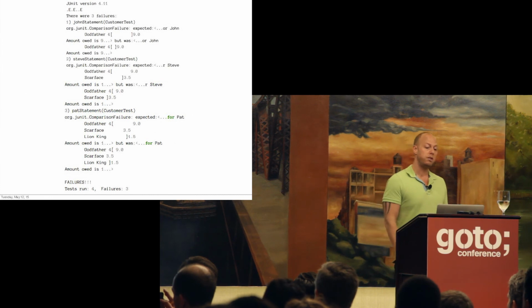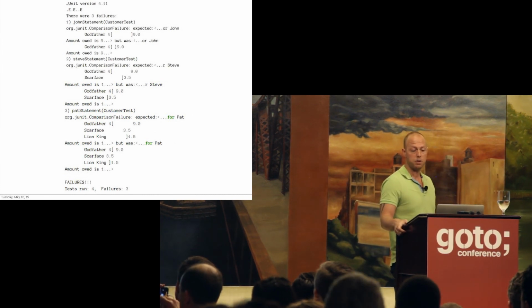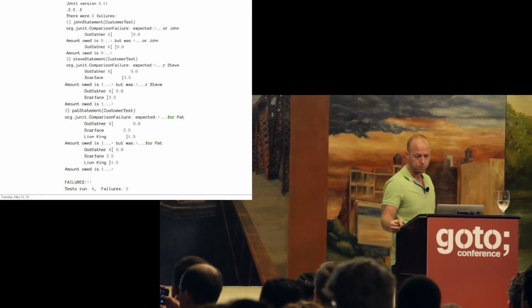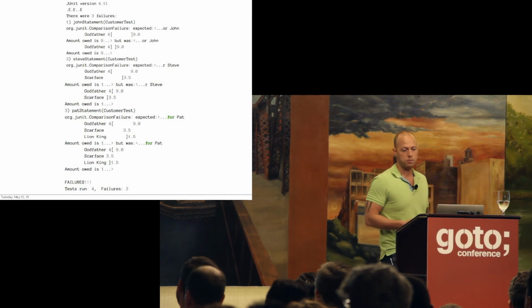Instead of one loop with one failure, we have 3 failures, and we have 1 passing test, which also gives us some information on where things have gone wrong. So we know which customers cause problems. We know which customers are not causing problems.